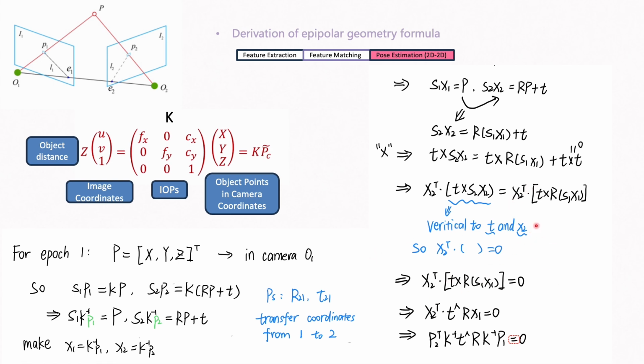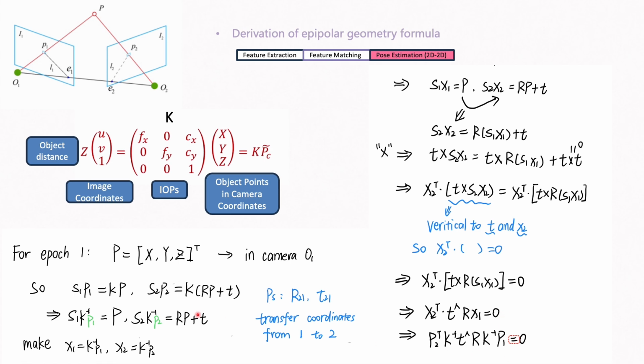So we can do that. You know that this part equals 0. And there's a trick here. For the cross product of vectors, you can write it like this. It's called the anti-symmetric matrix. It's just a symbol to do that.